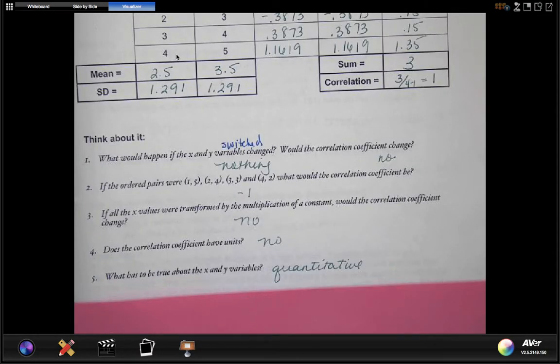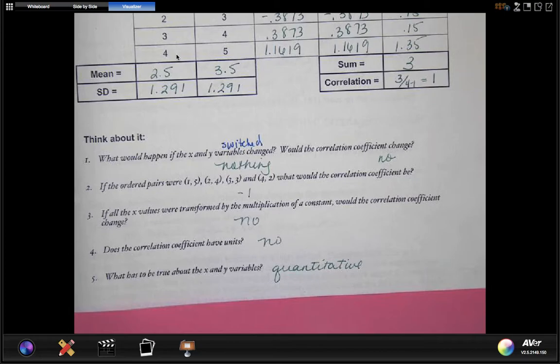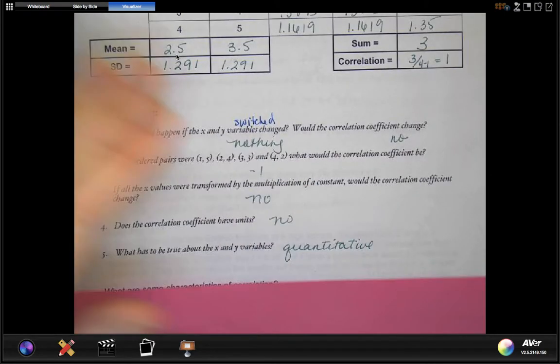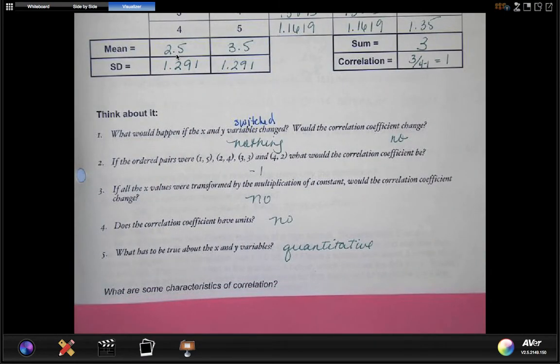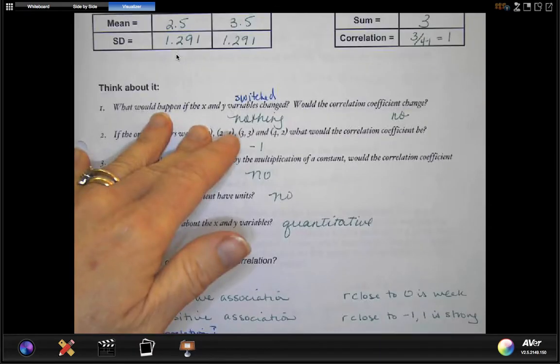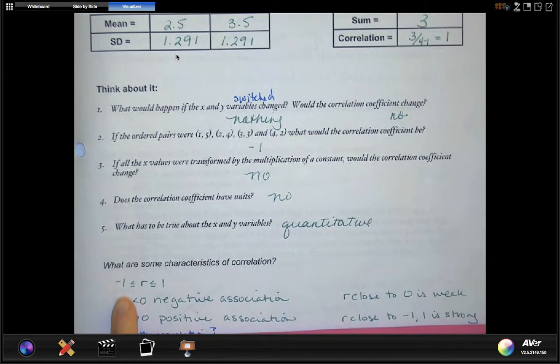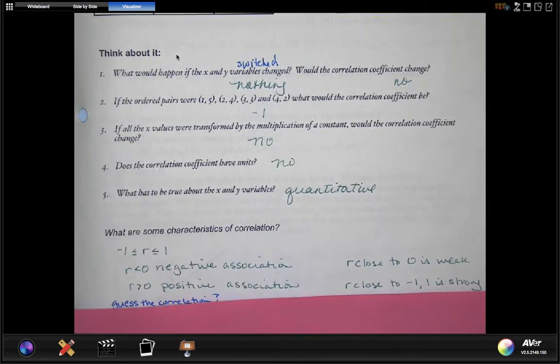And the x and y variables have to be quantitative. If they're not quantitative, then you can't plug anything into the formula to calculate the correlation, okay? Some characteristics here. Correlation is always between -1 and 1, including -1 and 1.